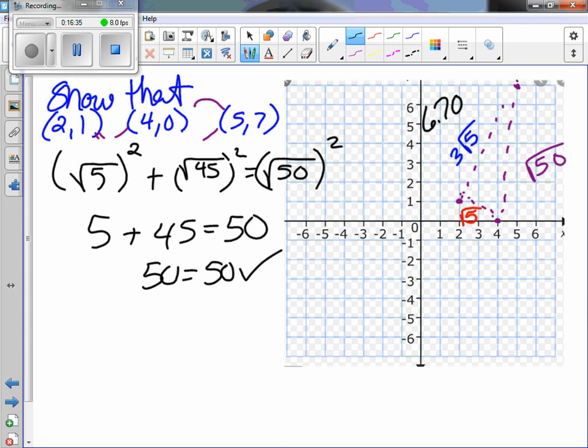Is it a right triangle? Yes. Now, if you remember back to geometry, another way we can do this is if we find the slope of this line, and the slope of this line is the opposite reciprocal of this one. Because if the slopes are opposite reciprocals, then they are what? Perpendicular. And perpendicular lines meet at a right angle. So there's more than one way to do this. Questions on this here?